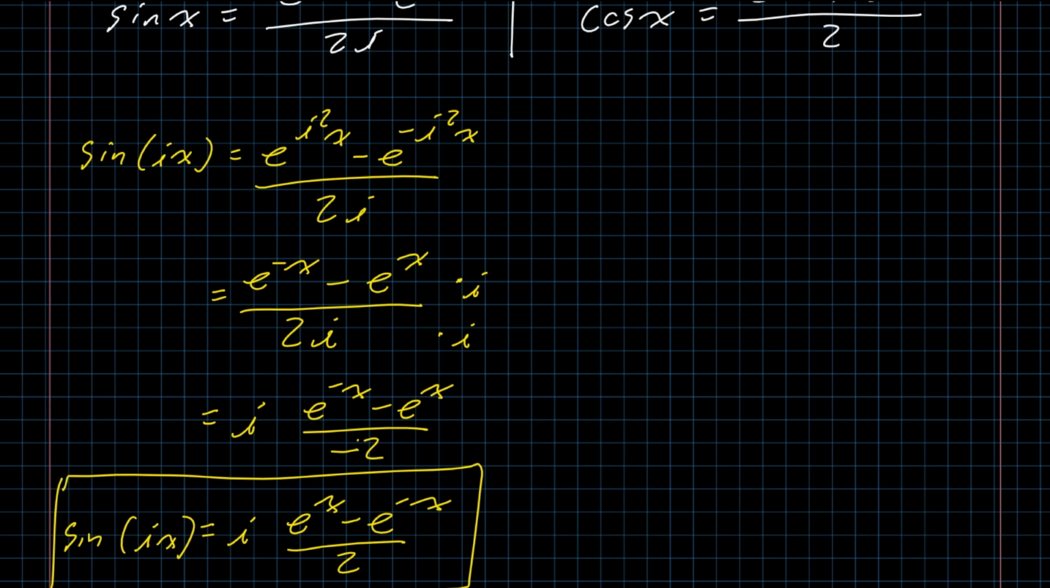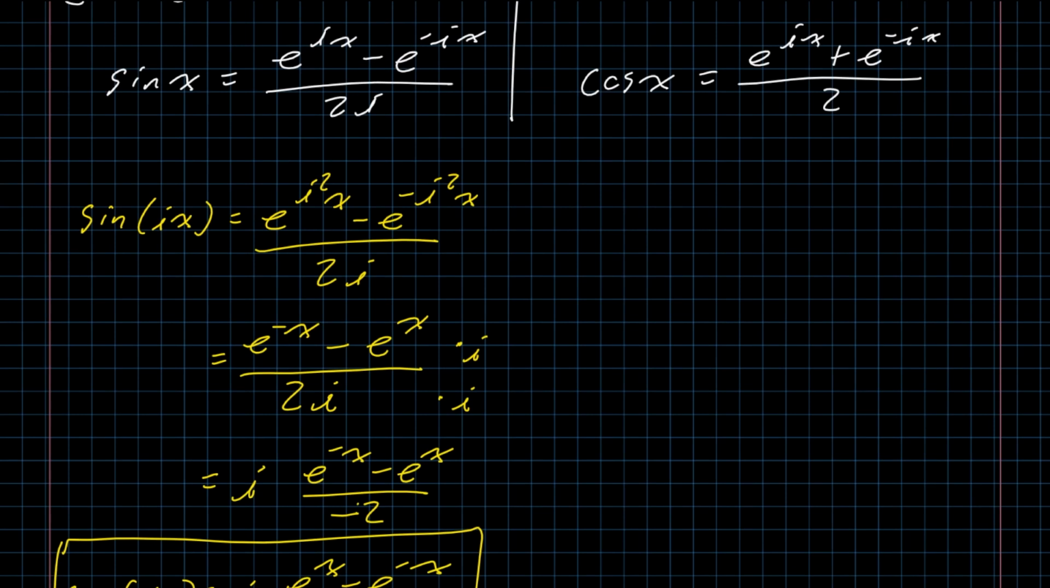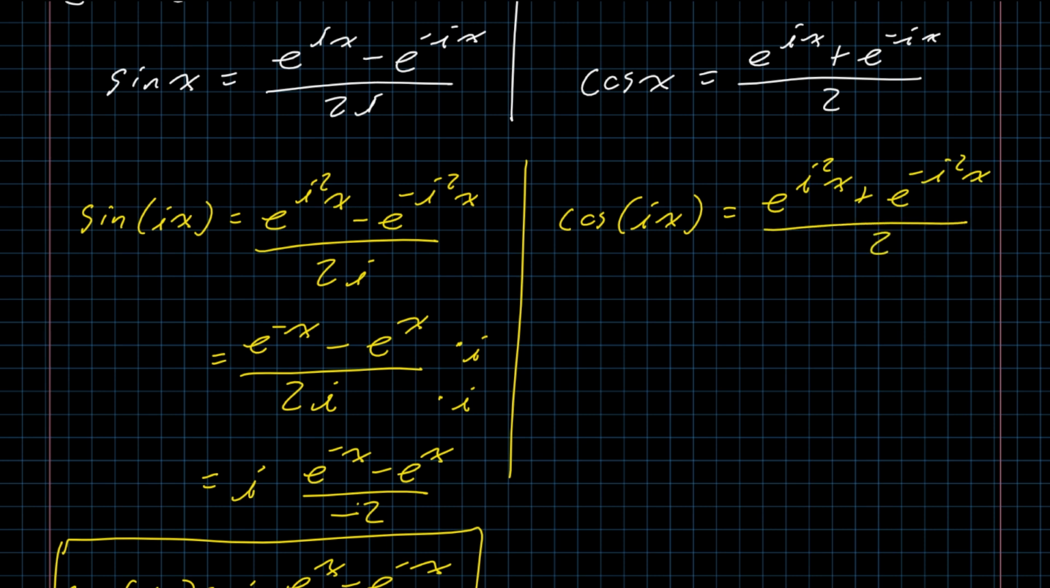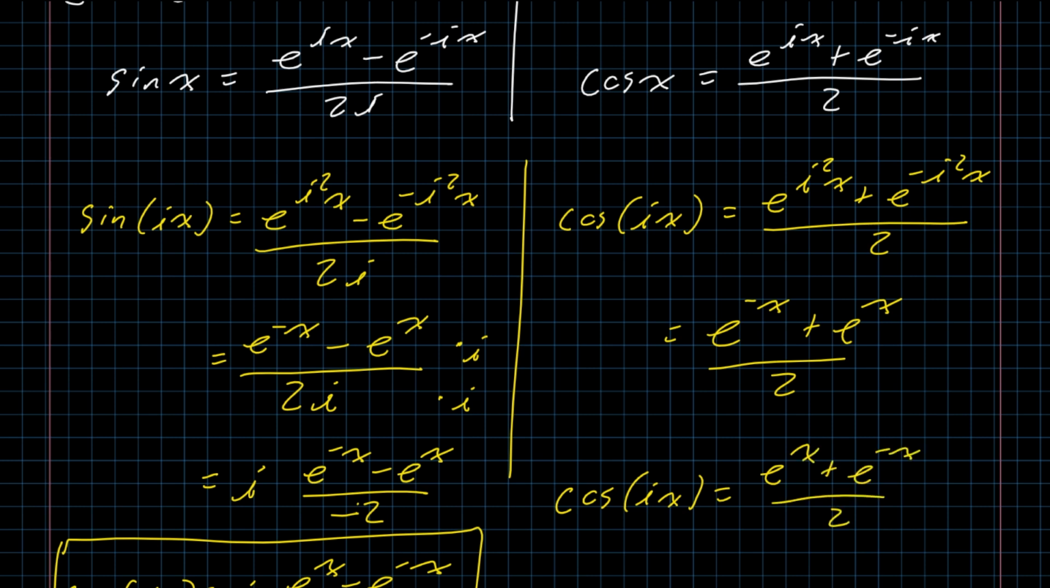The work for cosine is a little bit more straightforward just because we don't already have the i in the denominator. If I want to evaluate cosine of i times x, I'm going to get e to the i squared x plus e to the minus i squared x all over 2, which is e to the minus x plus e to the x all over 2. And then because it's addition in the numerator, I can just switch the order and write that as e to the x plus e to the minus x all over 2.